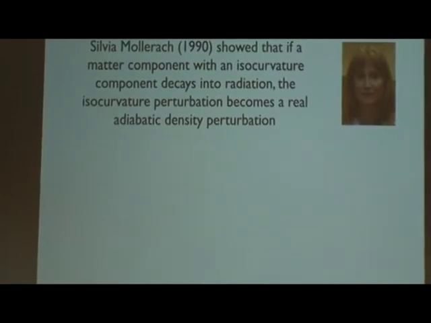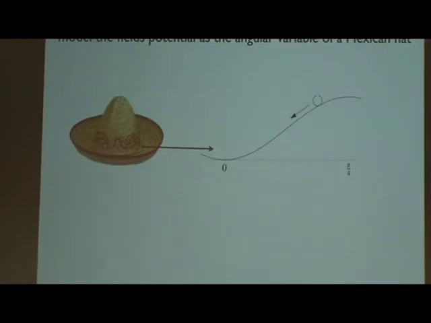So in 1990, Silverman and Malaric showed that if, let's say, you have a matter component which has an isocurvature perturbation, if that field then decays into radiation, you can then generate a real adiabatic density perturbation. In the same way, one can do this with an axion-type potential: you introduce a pseudoscalar with a U(1) symmetry, which is broken, and the field is the angular variable of the hat.